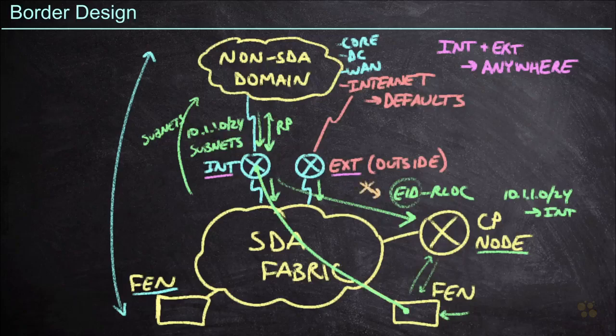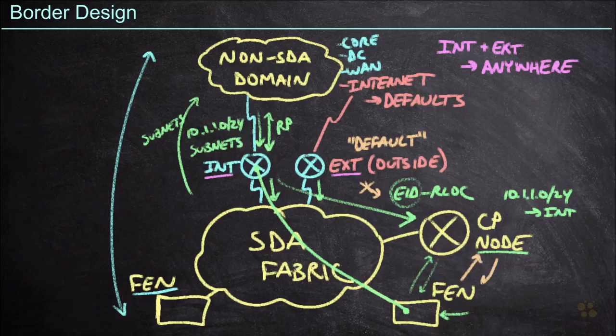Now the external node is a little bit different from the perspective that it is not going to advertise anything to the control plane node. The external border node's function is essentially to be the default gateway for our SDA environment. I'm using default in quotes because we're not actually advertising a default network into the SDA world. Instead, the way this works is that the fabric edge node is going to send a map request to the control plane node for a destination that is not known.